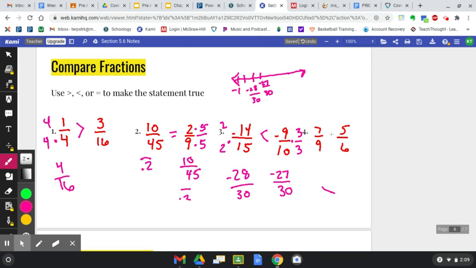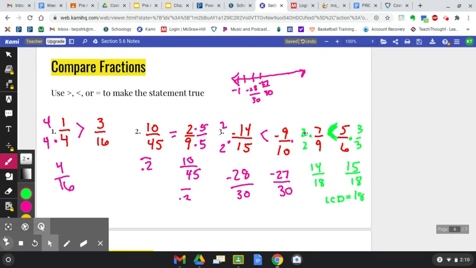Take a minute and see if you can figure out number 4 here. See if you can figure out number 4. So pause the video and give your best answer.